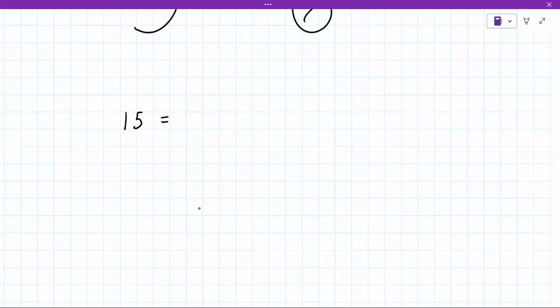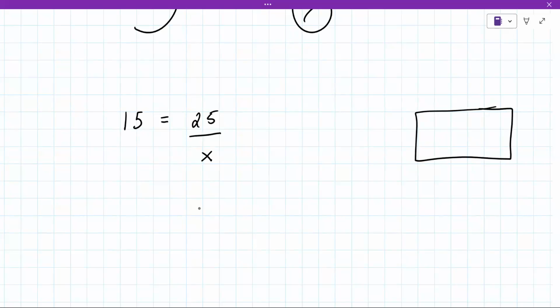15 equals 25 divided by x. You're allowed to ask questions. I mean, I want you to get this right, but I'm also asking you to do the same thing we did in the previous problem.